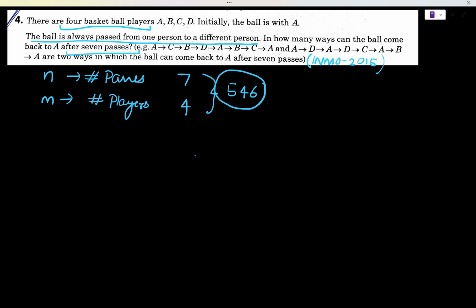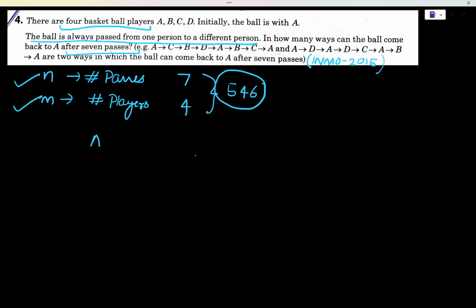We want to generalize this. We want to build a solution which can handle n passes and m players, not just this particular case. How do you do that? We use something called recurrence. Now, let's pay attention carefully. If we have n number of passes, how many players will be there in between? There will be n minus 1 spaces in between.